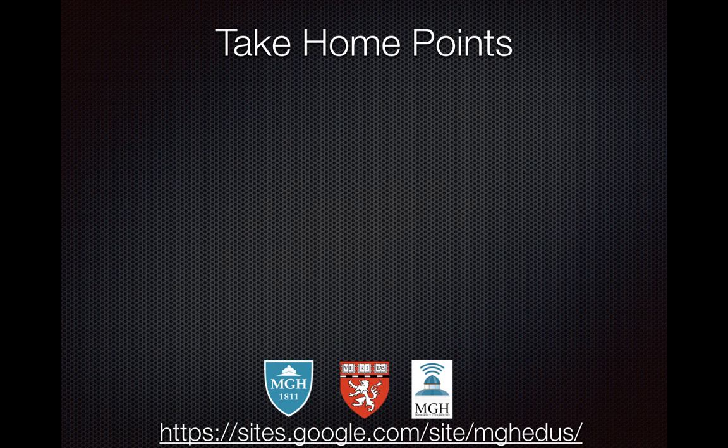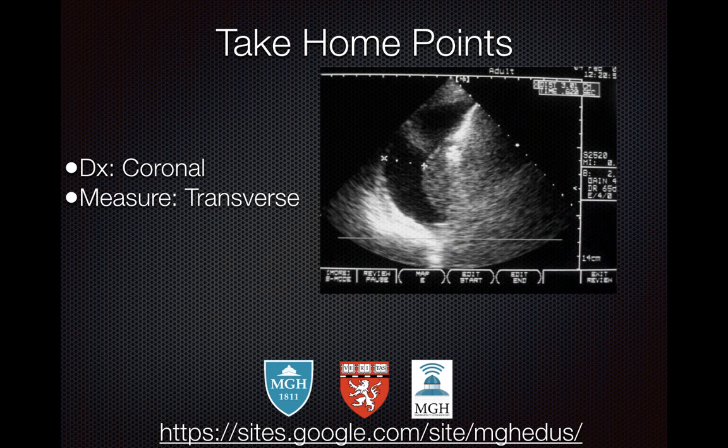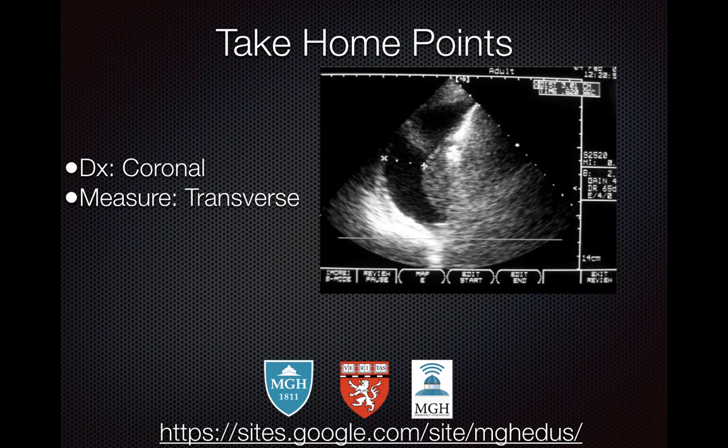So to briefly review, to make the diagnosis of a pleural effusion, you want to look in the coronal plane. If you identify a pleural effusion, turn the probe 90 degrees in the transverse plane to measure the PLD, which is the distance between the posterior chest wall and the lung base.